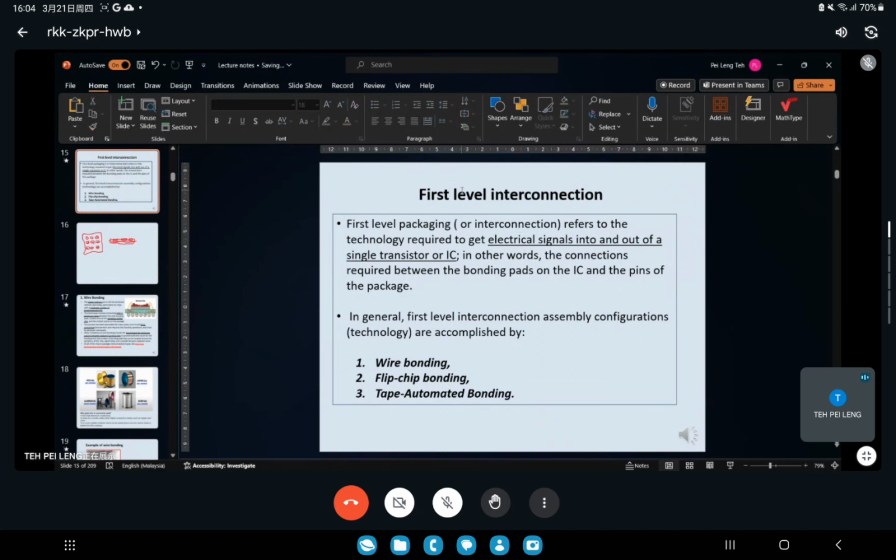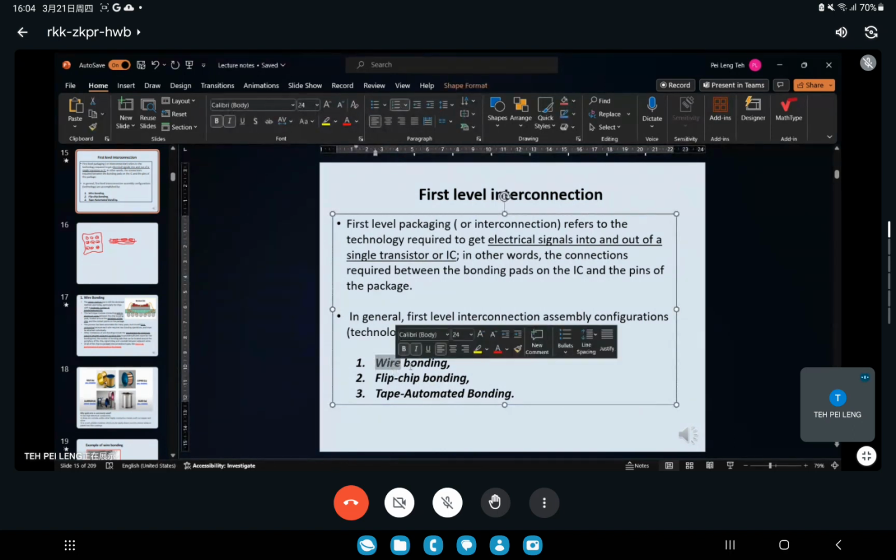So for this first level, actually we have three types of technology. Only three. One is using wire, called wire bonding. One is using flip chip. Flip chip means flipping over the chip. We will learn these one by one. And one is tape automated bonding.